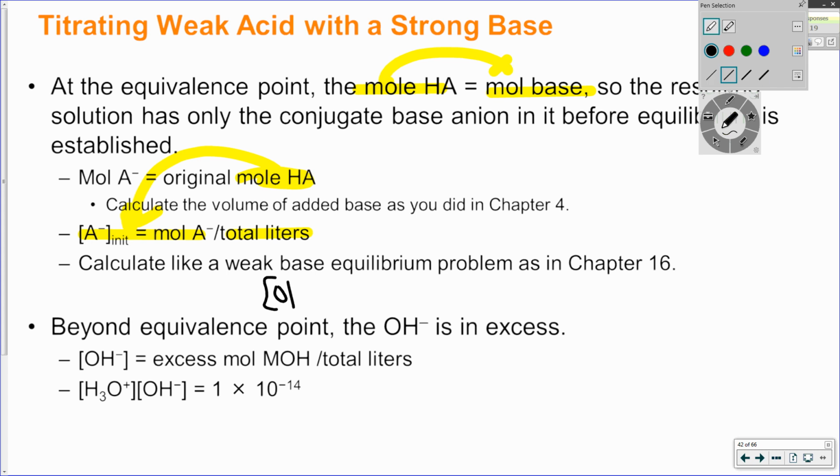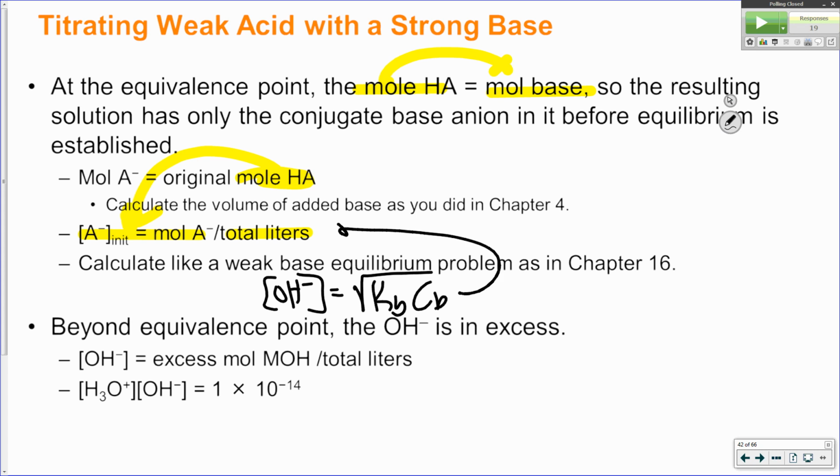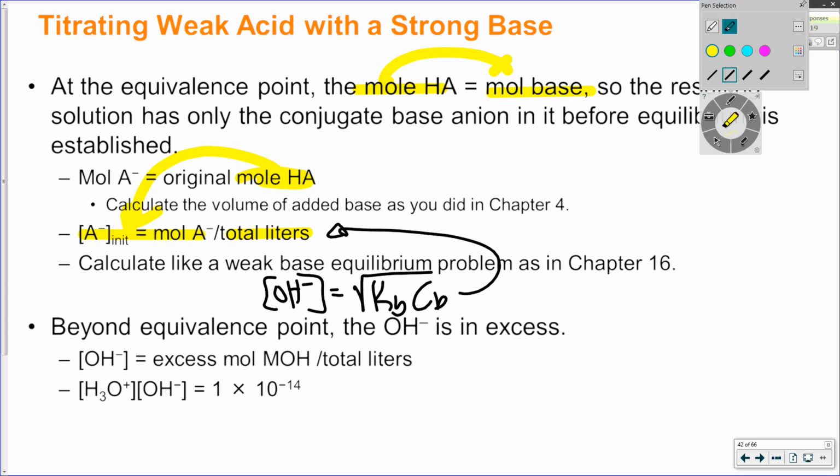So for a weak base, OH minus equals the square root of Kb times Cb, where this is where you're finding what Cb is in the system. And then beyond that, all I do is find out how much of the OH minus is left hanging around and plug that into the expression for pOH.